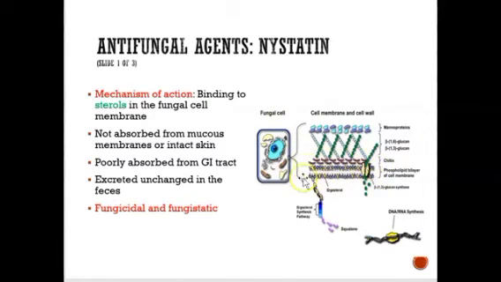cytomegalovirus DNA polymerase to inhibit the DNA synthesis. Next we see the viral neuraminidase inhibitors. The examples of viral neuraminidase inhibitors are zanamivir and oseltamivir. These inhibit the viral neuraminidase and prevent the release of the viral particles from the host cells. And these drugs are effective against influenza A and influenza type B.